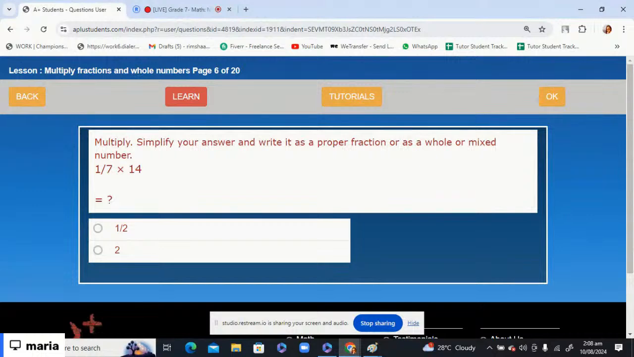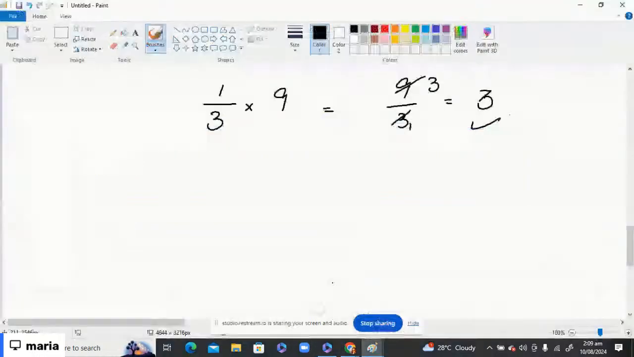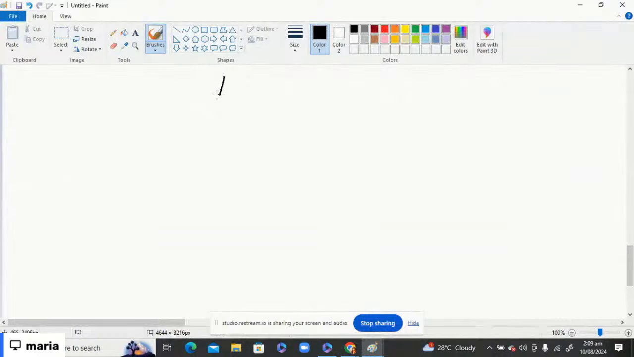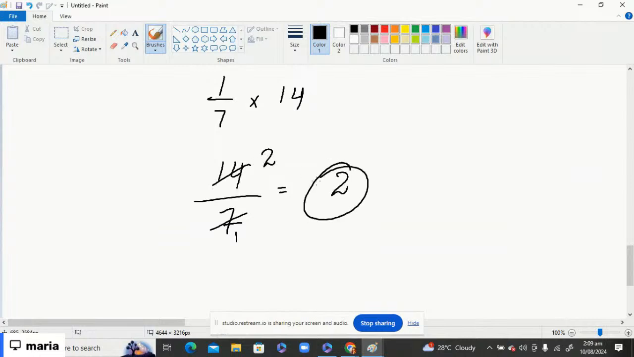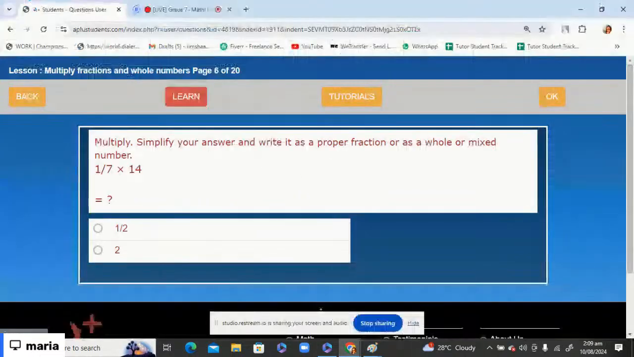Simplify your answer and write it as a proper fraction or as a whole or mixed number. 1 by 7 times 14. So this is again the same thing. 1 by 7 times 14. 14 times 1 is 14 over 7. 7 times 1 is 7. 7 times 2 is 14. So here we get the answer 2.